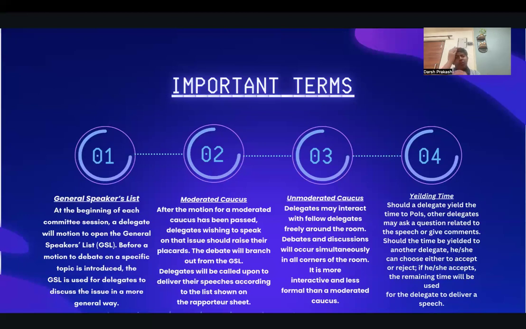Okay. So when you yield those 10 seconds to the chairperson, it's up to the chairperson of how he or she needs to use those 10 seconds. It's up to him or her. Okay. Another way of yielding time is yield time to another delegate. That you want to yield your remaining 10 seconds to the other delegate. For example, the delegate of India can yield the 10 seconds to the delegate of USA.